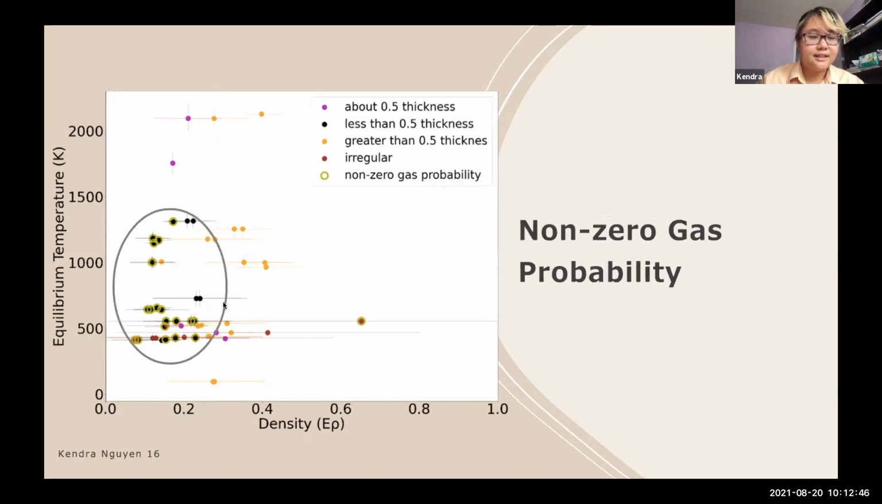Secondly, I also wanted to look at whether there were any trends among non-zero gas probability. Like I said earlier, these are the graphs that predict a non-zero gas. You can see interestingly here that most of the ones that have a non-zero gas probability fit in the less than 0.5 core thickness category.